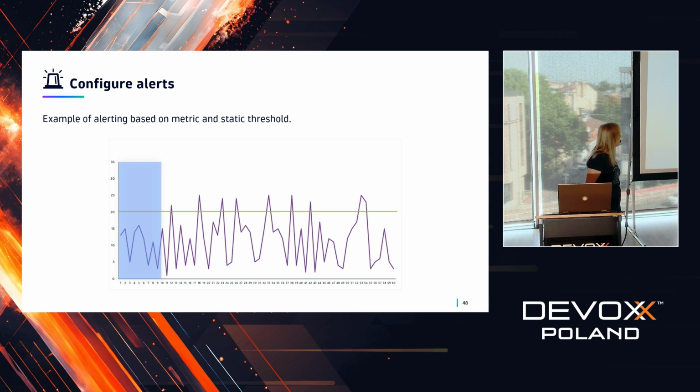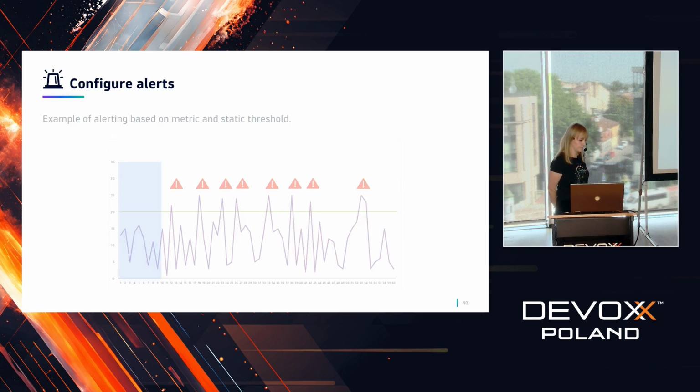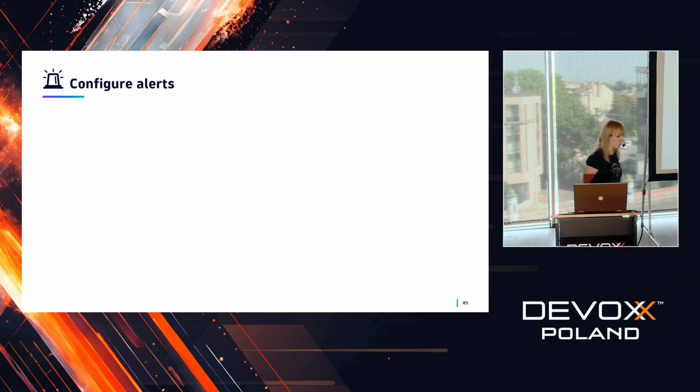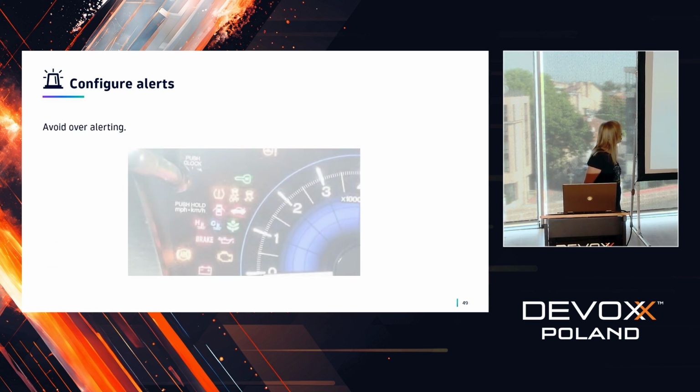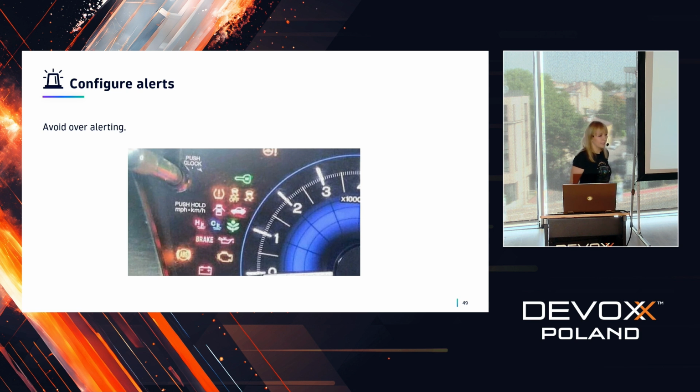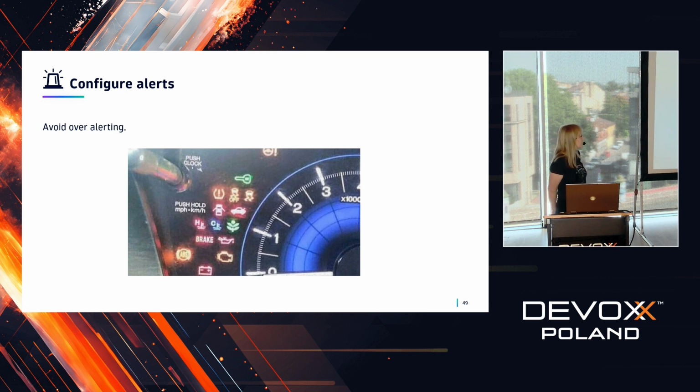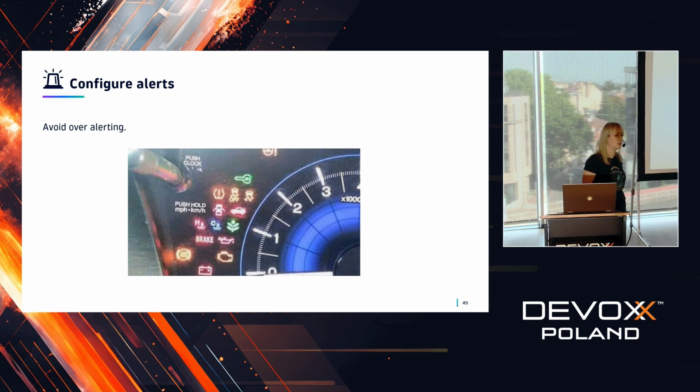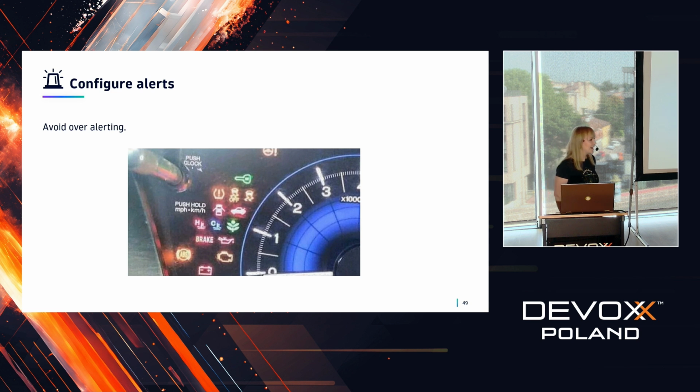But then when our system gets more load, the value of this metric changes. And in the end, we have a lot of alerts generated. And this is something that we would definitely like to avoid. Because when we have a lot of alerts, we will probably ignore them and we'll try to just live with them. Did you have such a situation at your work that you had some alert generated and you said, oh, that's probably nothing important?